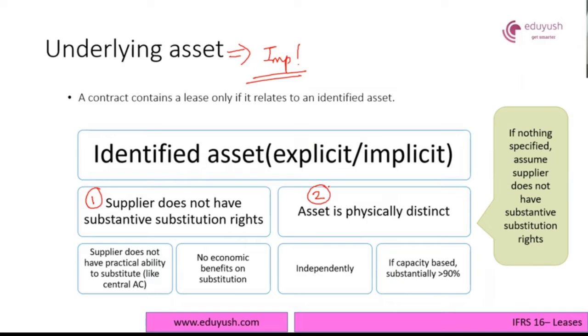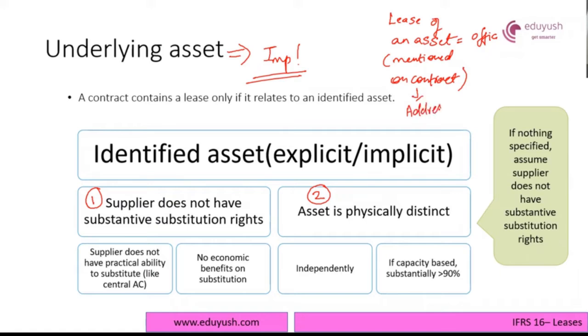So now if I simply tell you that there is a lease of an asset, that asset is mentioned in the contract. And I'm saying this asset is the office. So naturally, if it's mentioned on the contract, the address will also be there on the contract. And you will all agree with me that it is physically distinct, independent. I don't think there is any doubt about it. So this looks to be straightforward. But sometimes things are not as straightforward.